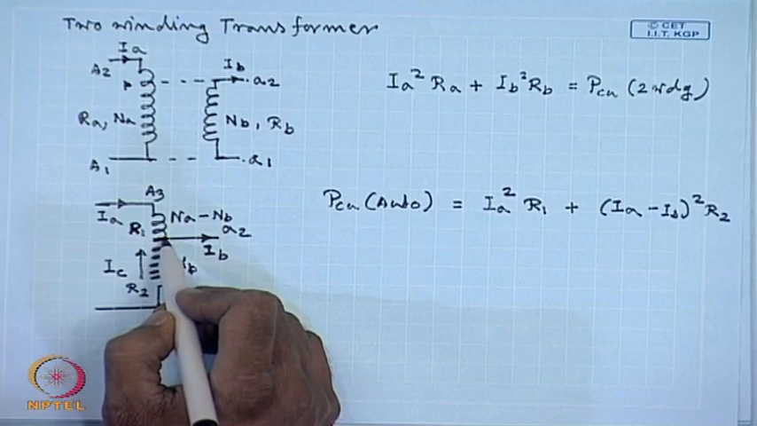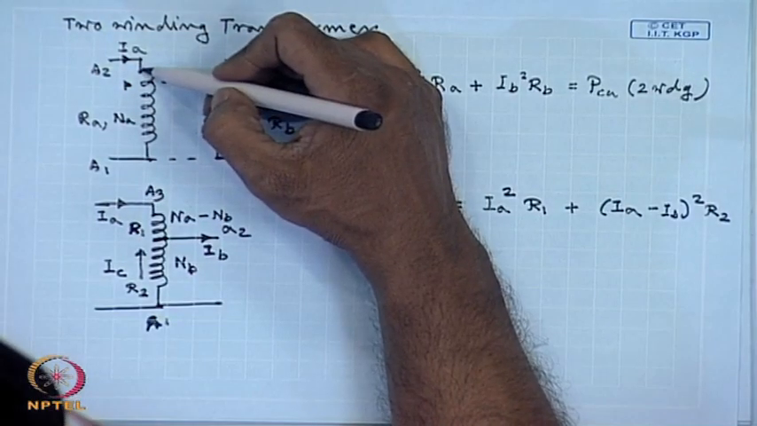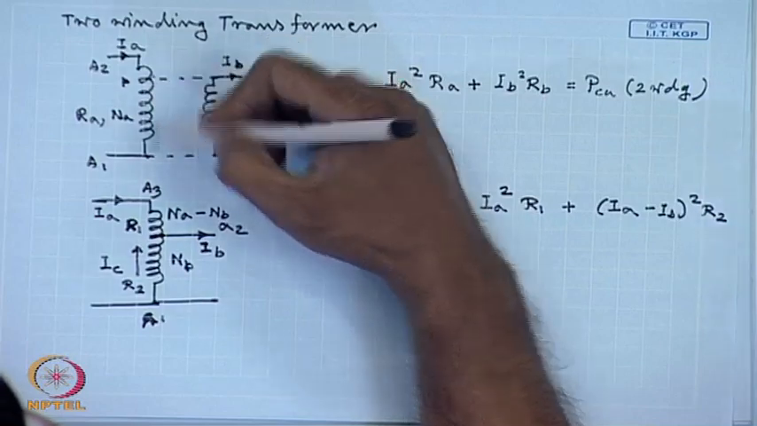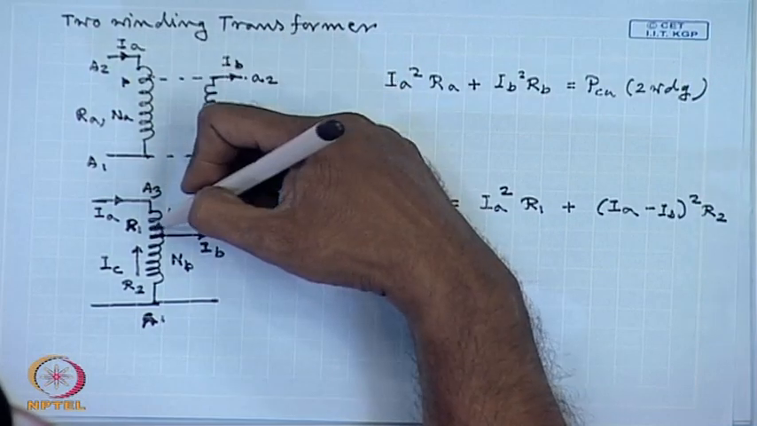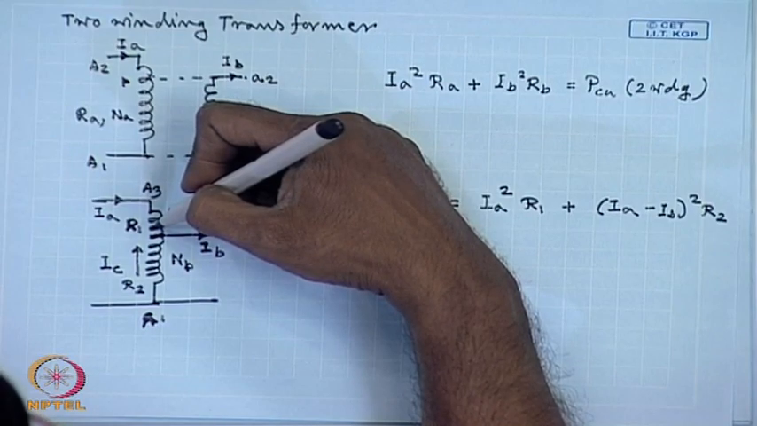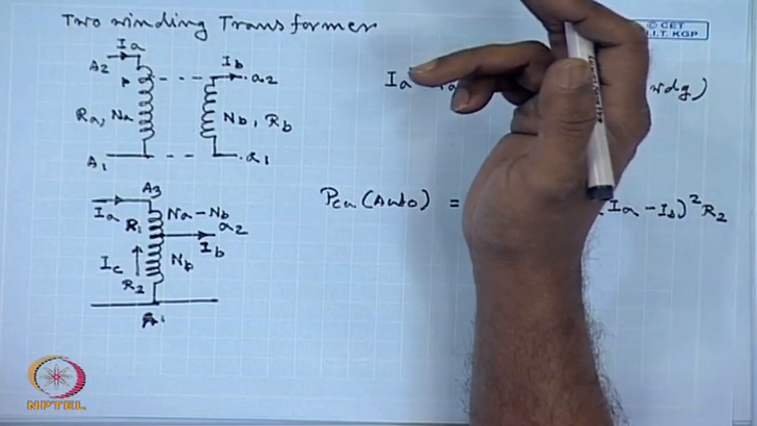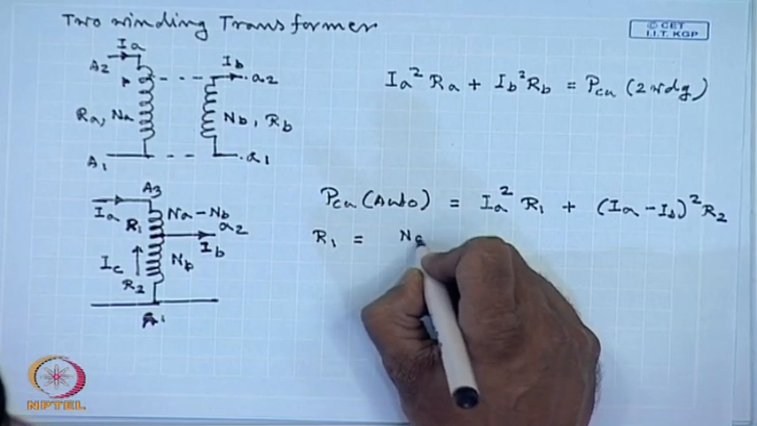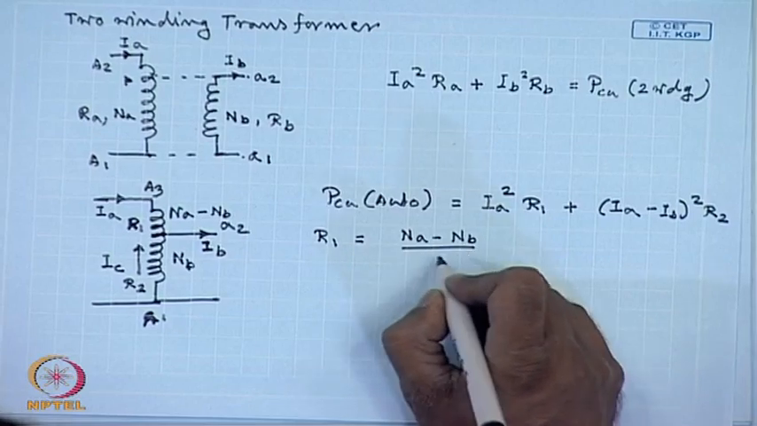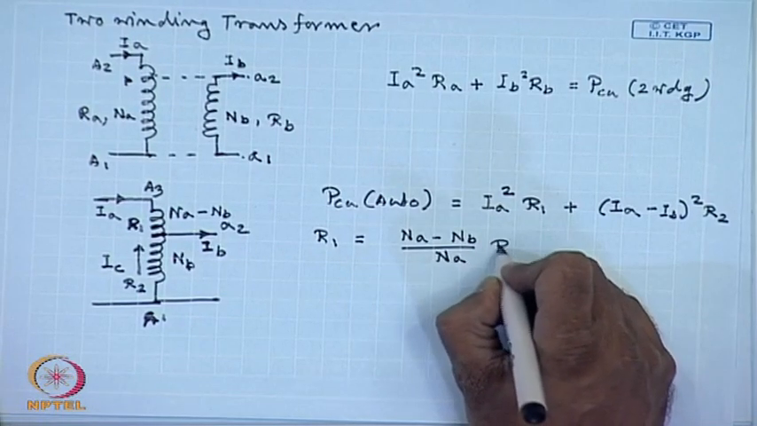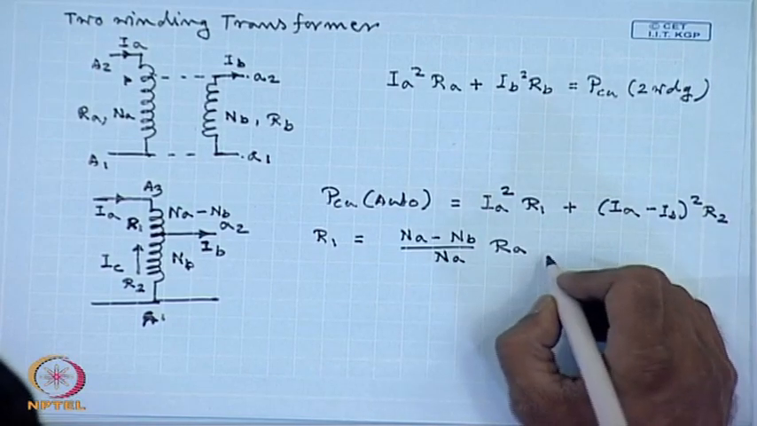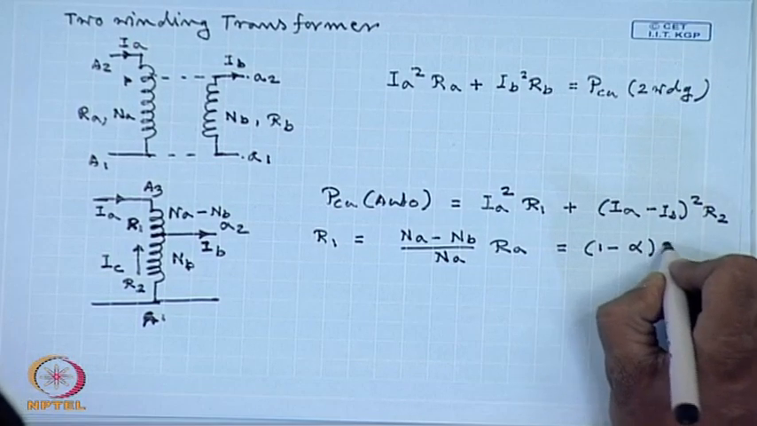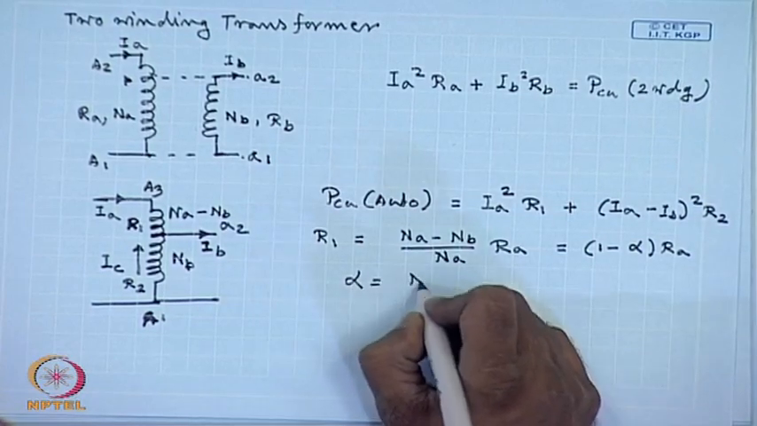Now, the current on the upper part of the autotransformer and that of the two winding transformer are same. Therefore, assuming same current density, the conductor cross section of the two winding transformer HV winding and upper part of the autotransformer are same. Hence, the resistances depend on the number of turns. Therefore, R1 can be written as NA minus NB divided by NA into RA, that is 1 minus alpha RA, where alpha equal to NB by NA.